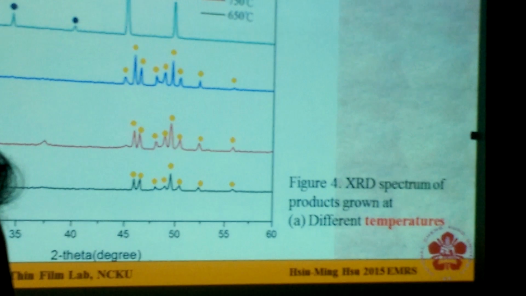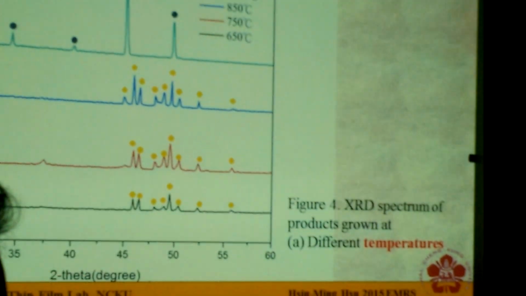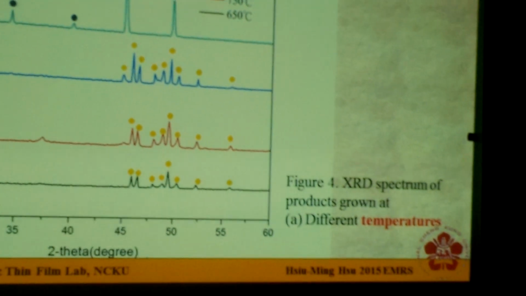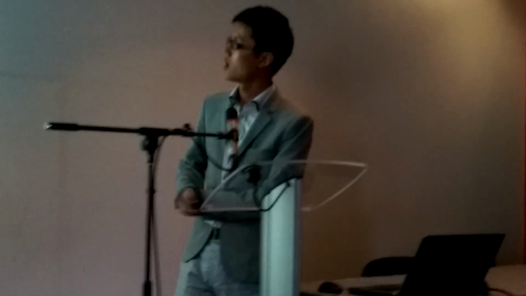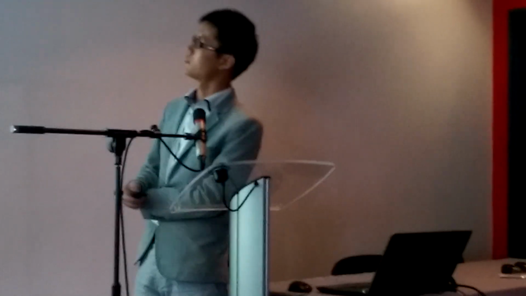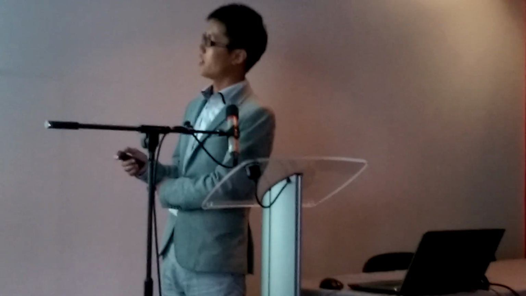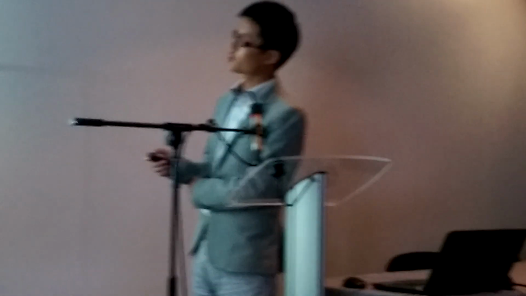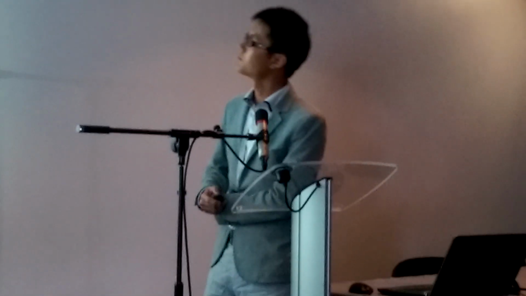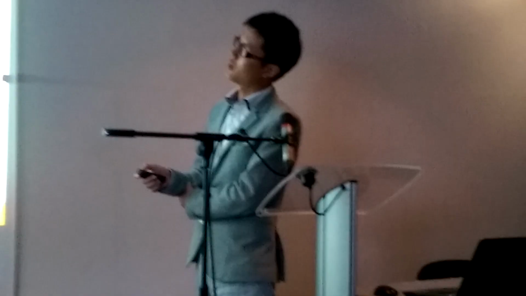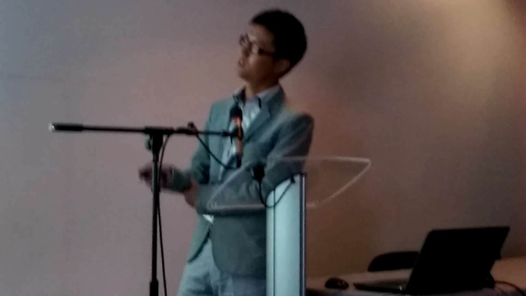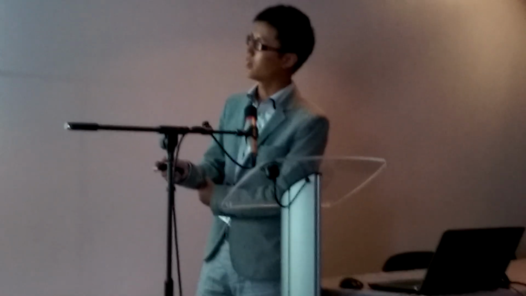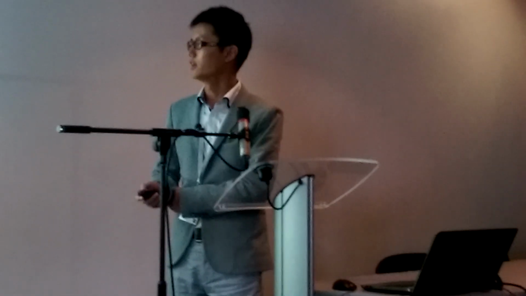We have just discussed the morphology of our products, so the next question is to identify their chemical identities. Figure 4 is the XRD spectrum of our products grown at different temperatures. Green, blue, red, and black lines represent 1000, 850, 750, and 650 degrees Celsius respectively. The blue points and yellow points mark the characteristics of iron monosilicide and beta iron disilicide respectively.